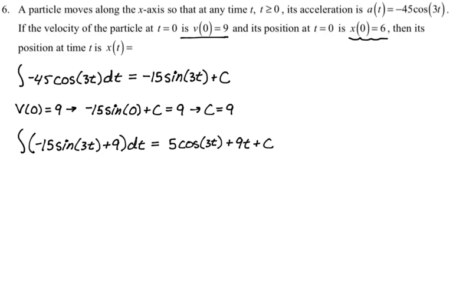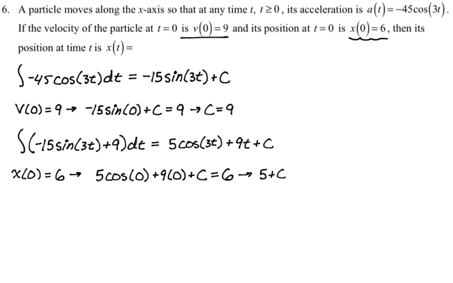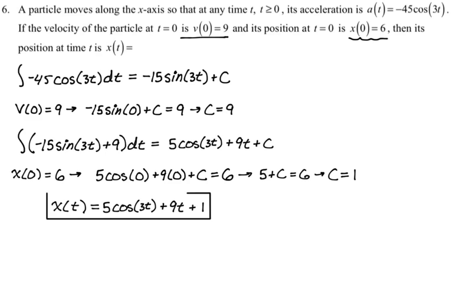And then we know that x(0) is 6, so we're going to solve for c. I like to show the substitution. So 5 cosine of 0 plus 9 times 0, which is just 0, plus c is equal to 6. Cosine of 0 is 1, so I get 5 plus c equals 6. So c is 1. And then we have our answer. So our answer, x(t), is 5 cosine of 3t plus 9t plus 1. And that's it.